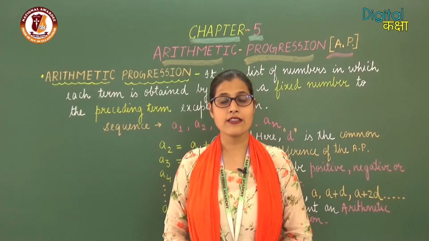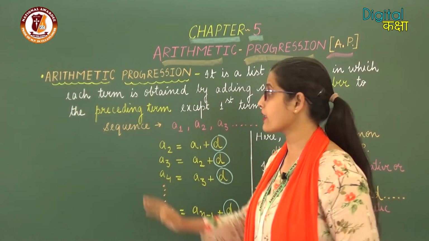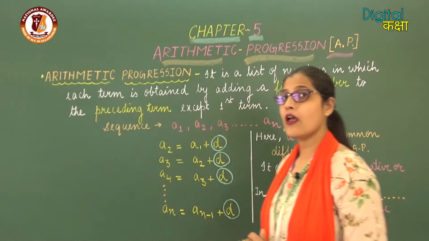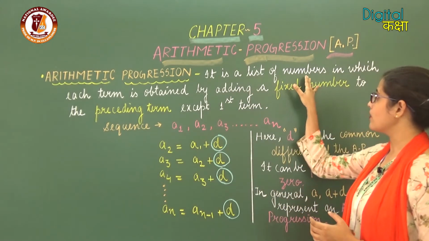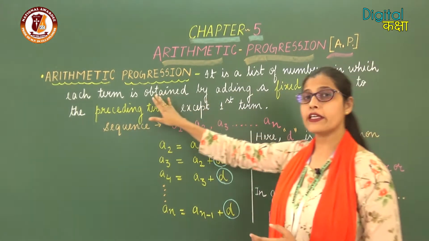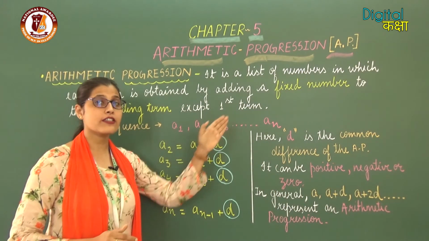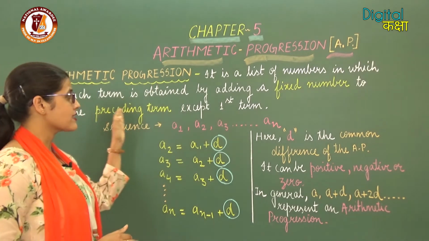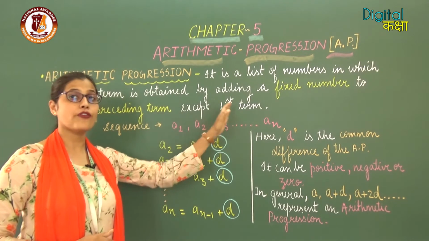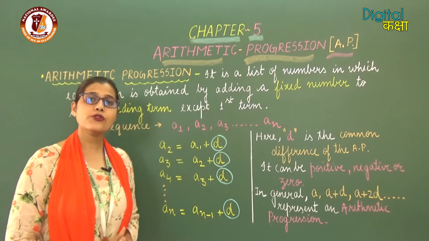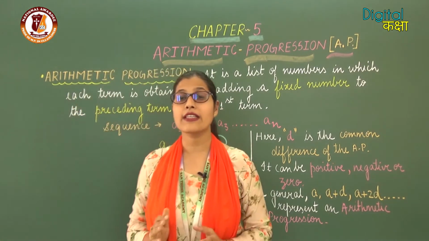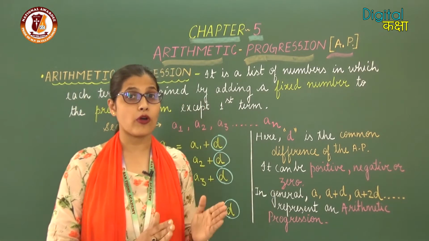Let us understand about arithmetic progression. It is a list of numbers in which each term is obtained by adding a fixed number to the preceding term except the first term. As you can understand from the name, arithmetic progression.